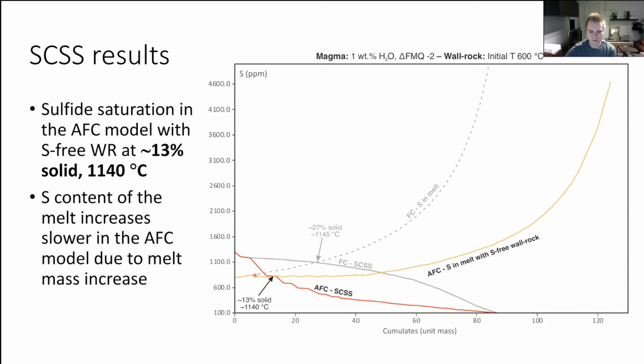But then we see that because there is no addition of sulfur from the wall rock to the magma, the sulfur content in the melt increases slower than in the fractional crystallization model. So because of this, the overall sulfides that saturate from the magma is slower than in the fractional crystallization model.